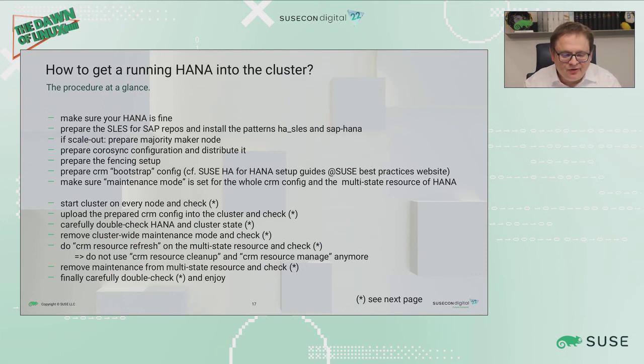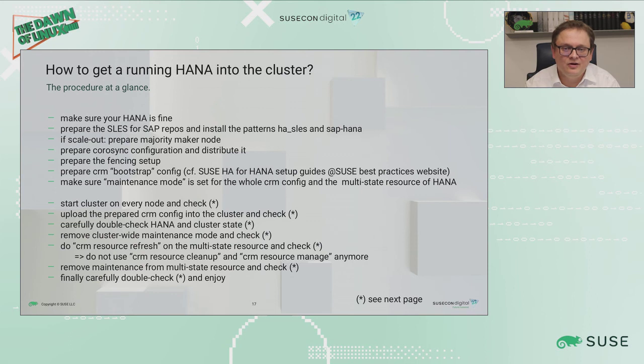So, first things first, you will have to start the cluster services on every node, and please do not forget the majority maker. Then you have to upload your prepared CRM config. Before that, of course, make sure that the SID and the HANA instance number are correct. Then at this point, please double check whether all cluster nodes are there, whether all are online. If one is missing, then do not proceed.